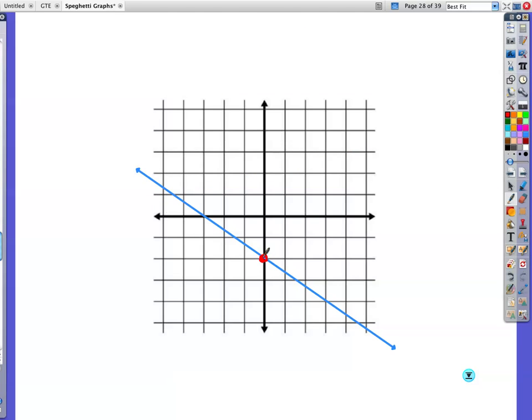Y-intercept of -2. So I write y equals -2. My slope, I'm going to go down to a corner here. Got another corner up here. Let's check. Rise -2, run 3.